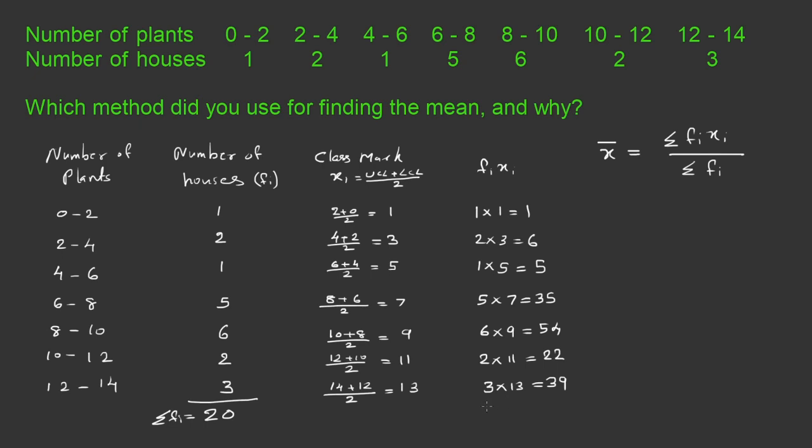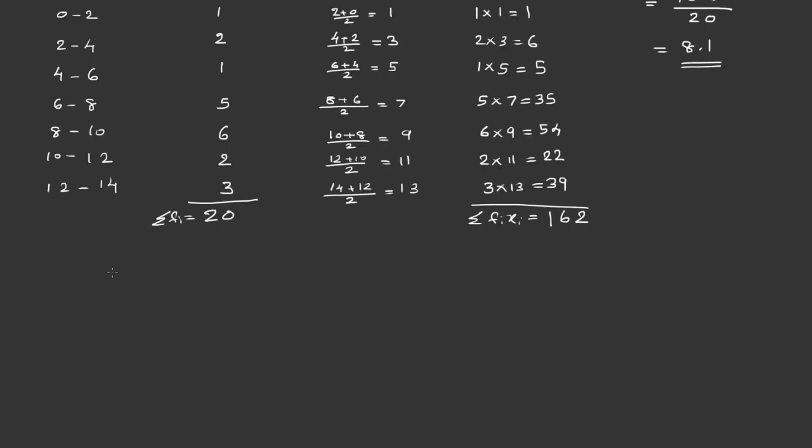Now we need to calculate sum of Fi Xi. We can calculate it as 162. Substituting the values, I will get 162 divided by 20, that is equal to 8.1. So mean number of plants per house is equal to 8.1.